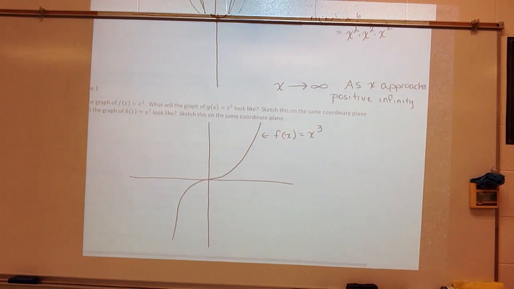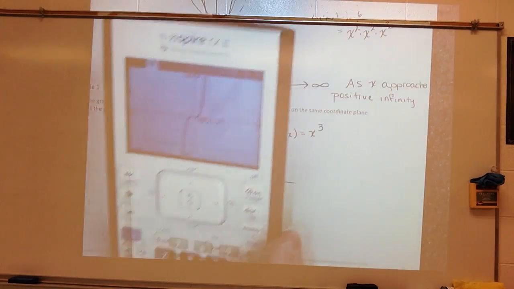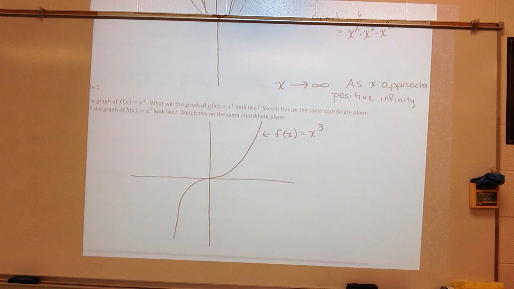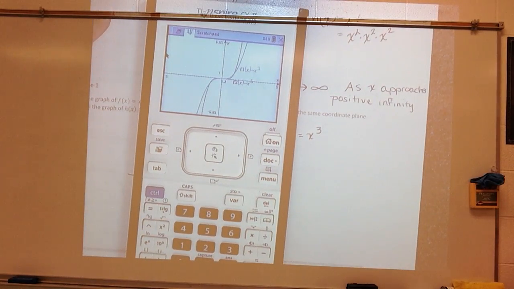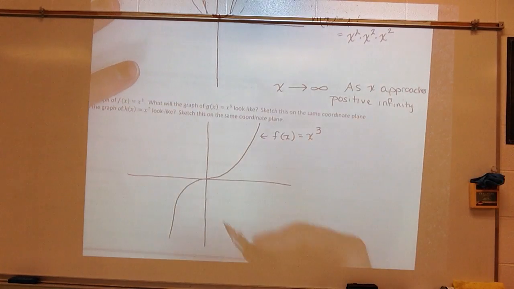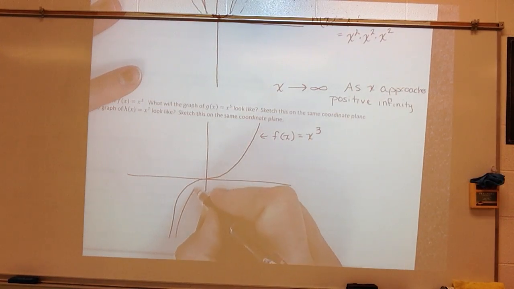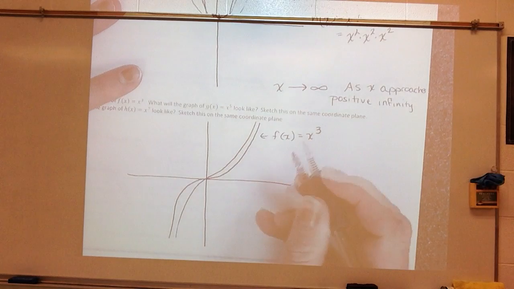What will the graph of g of x is equal to x to the fifth look like? Well, let's look at x to the fifth. Look at this one. Let me change my window just a little bit so we can actually not cram them together. Yeah, that helps a little bit. So notice what happens. It kind of does this.